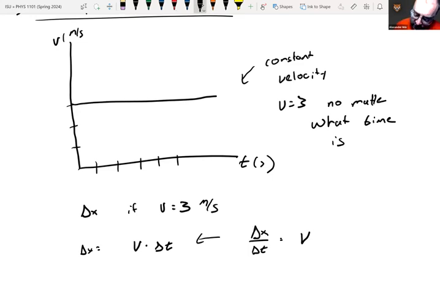Well, as a reminder, if we had our delta t from 2 to 5 again, we could say this was our delta t. Well, our velocity is just equal to 3.